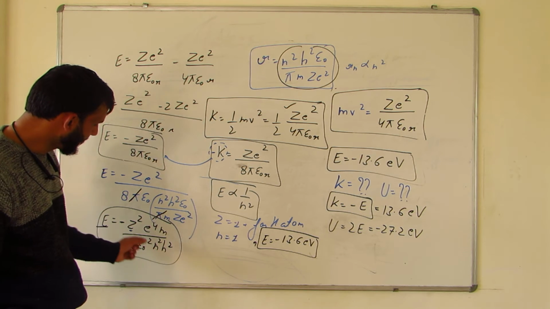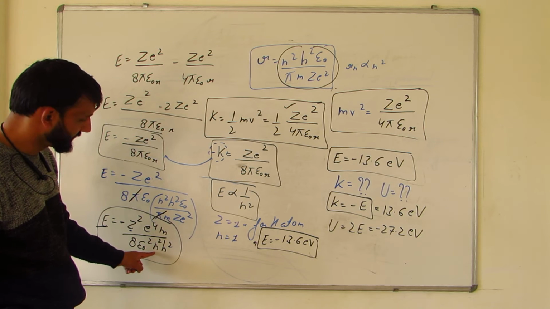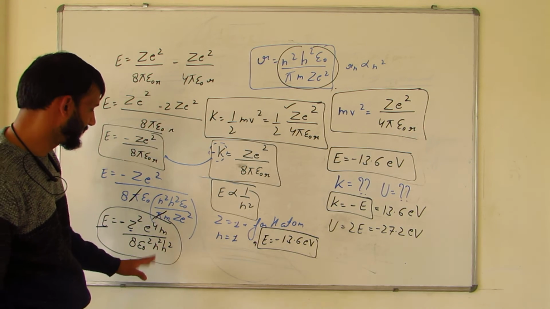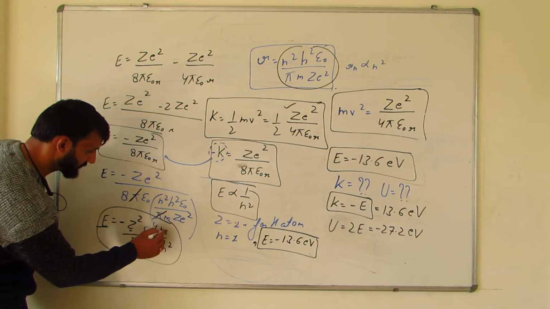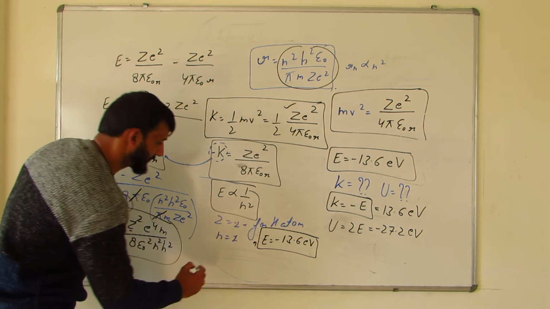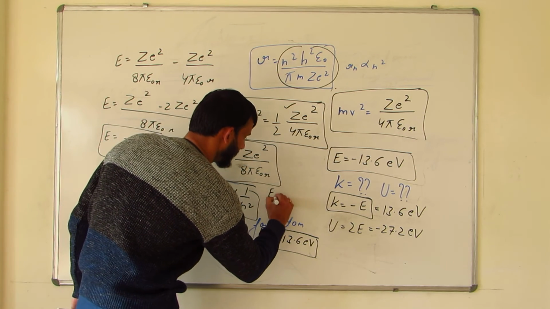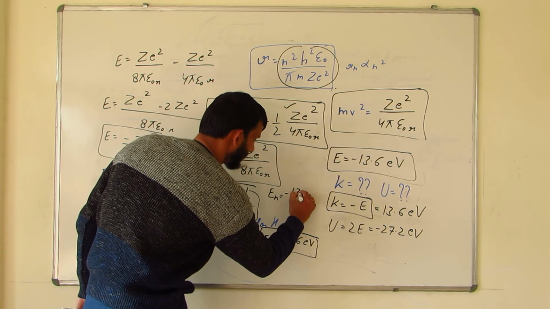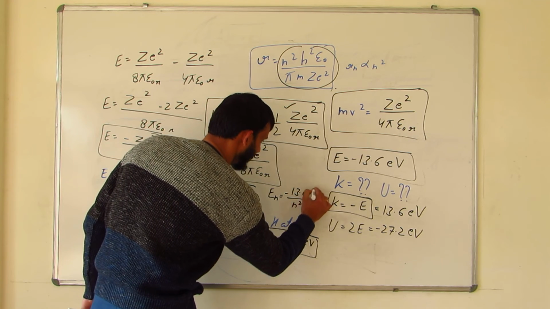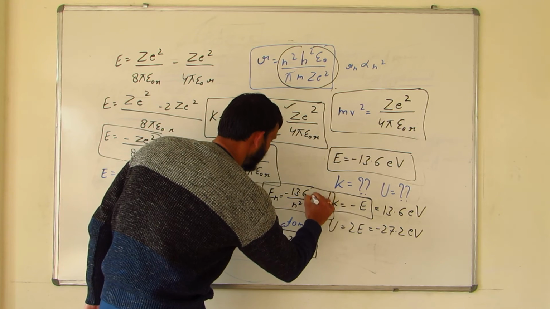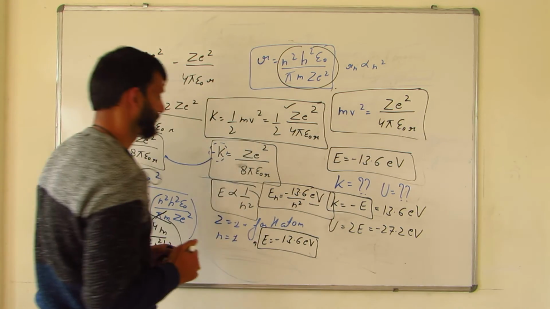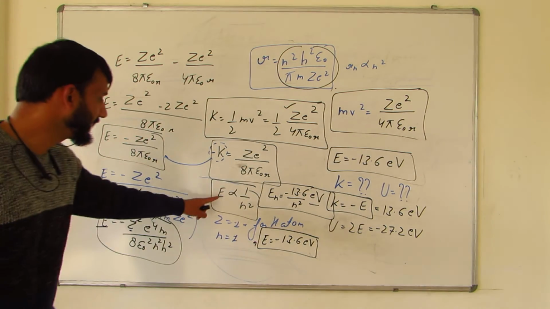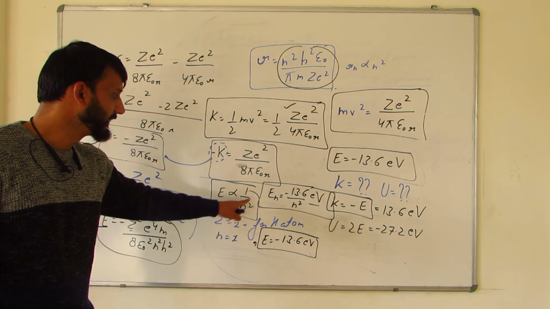Now if I put Z equals 1 and let it be n square, I keep it like that only. So you know the rest of the things will become minus 13.6, and then my energy En is equal to minus 13.6 upon n square eV, and this is an important relation. First, E is inversely proportional to n square, second is this.